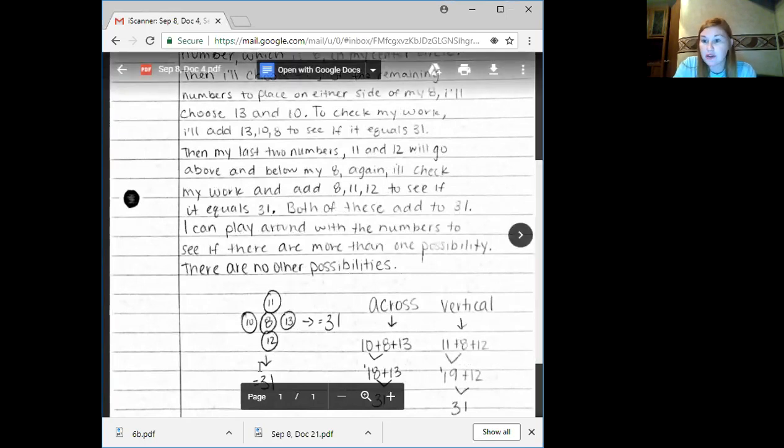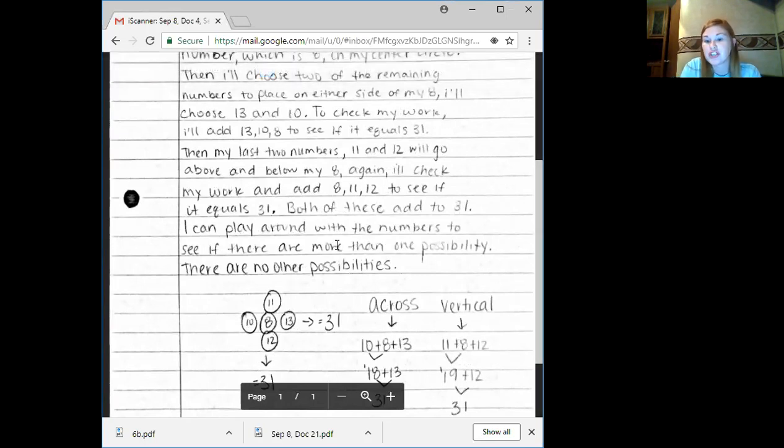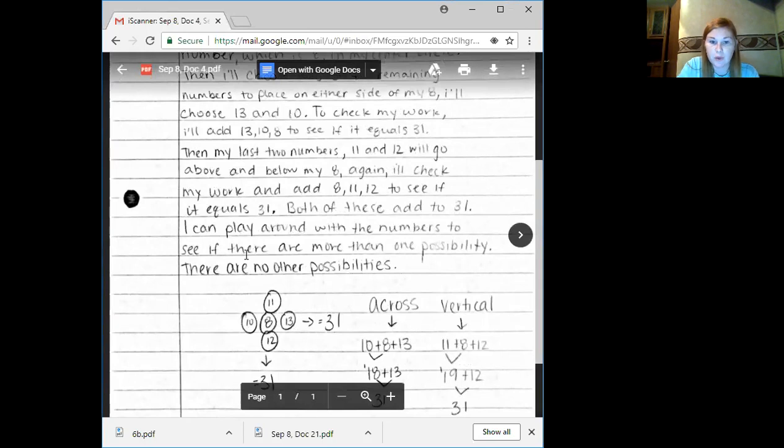I could not find any other possibilities other than just switching it, where the 11 and 12 were across and the 10 and 13 were vertical. That's the only other possibility that I found to come out with 31.